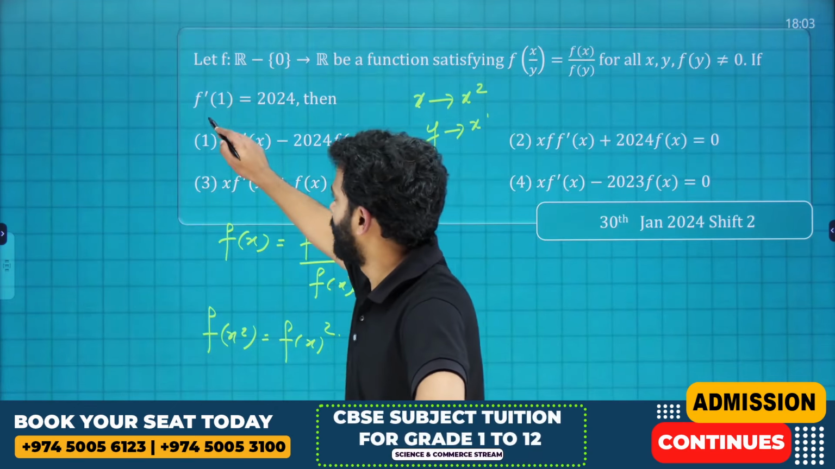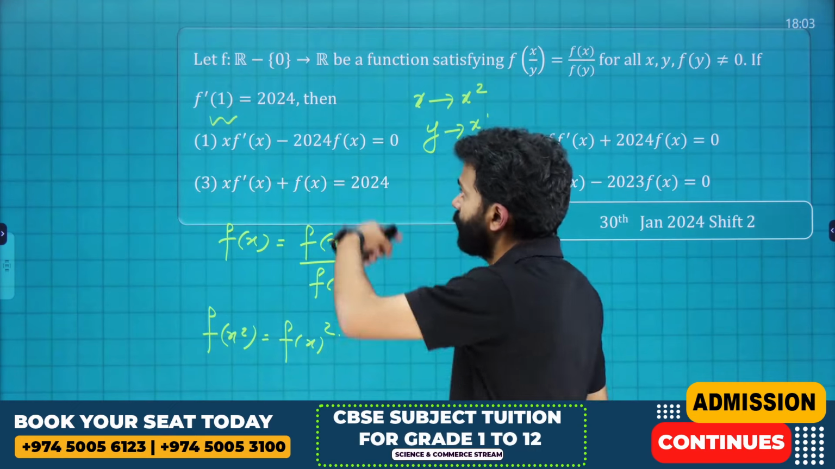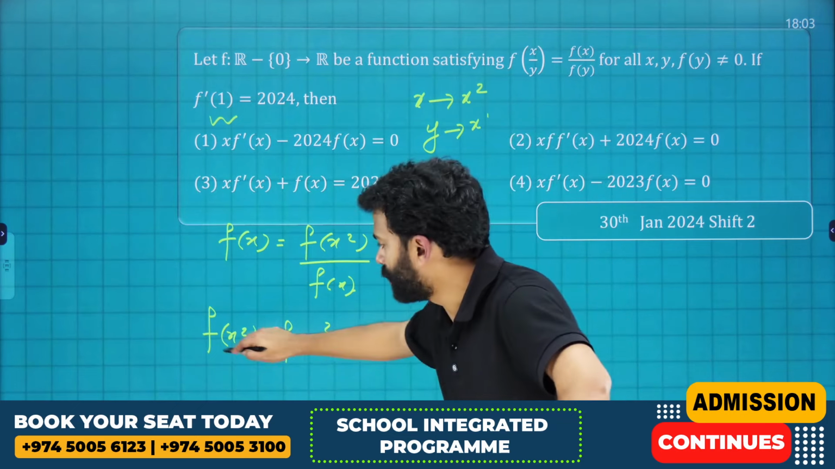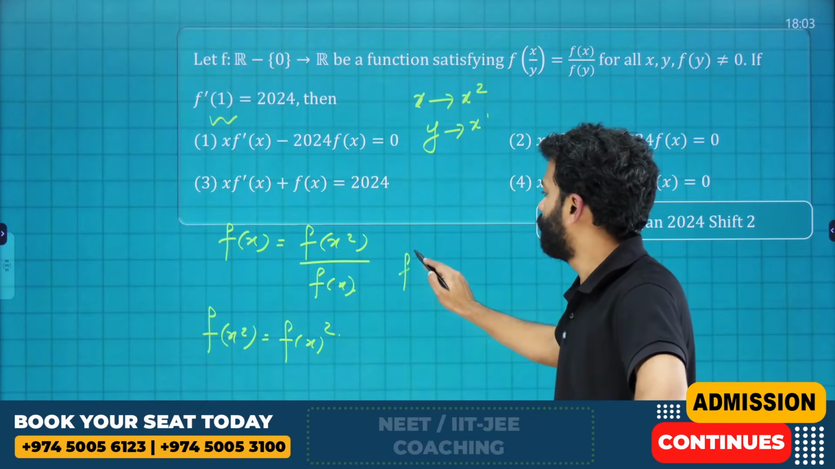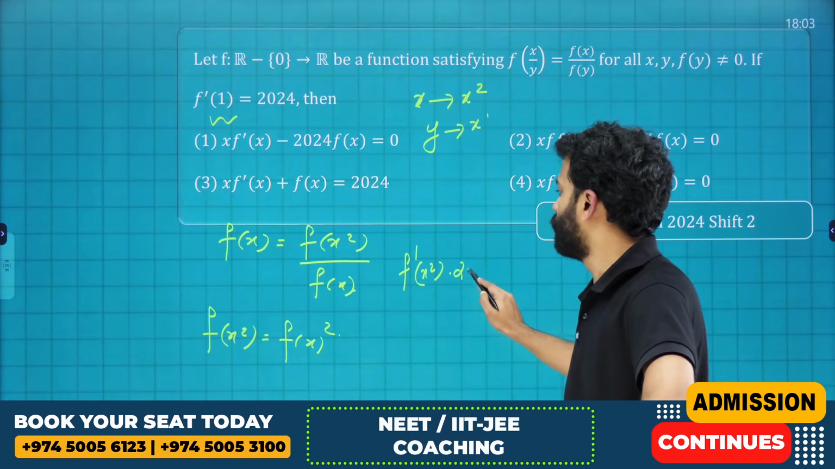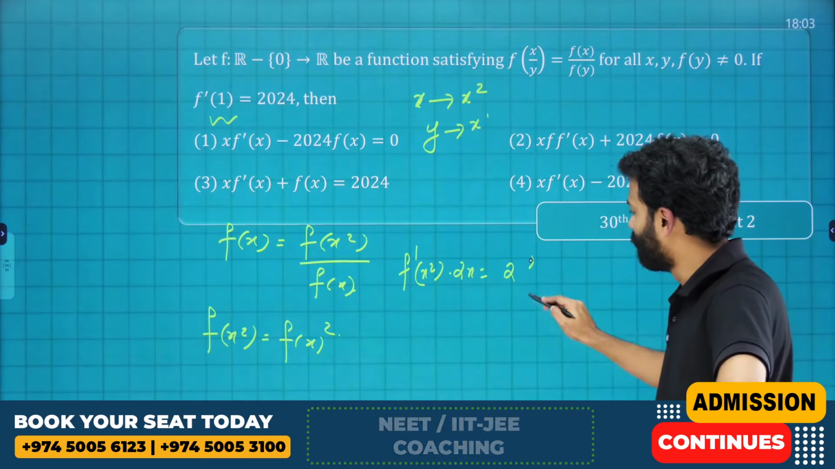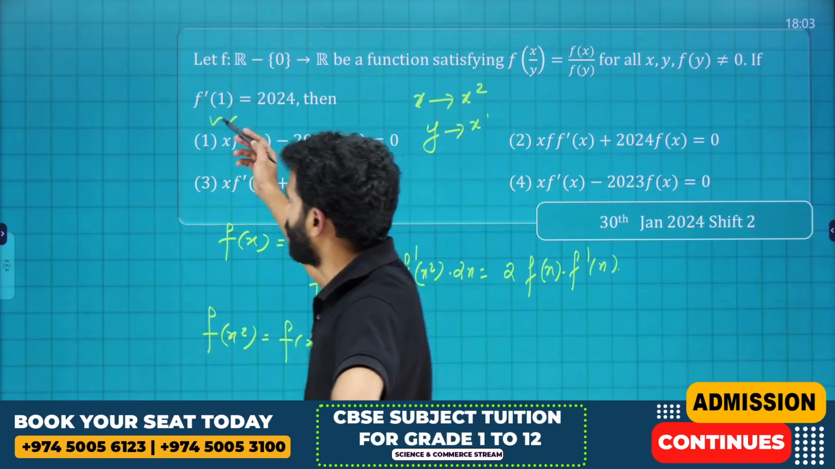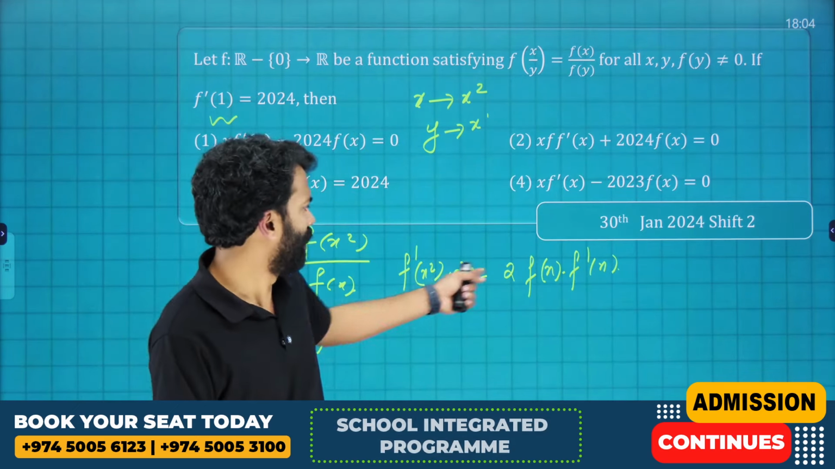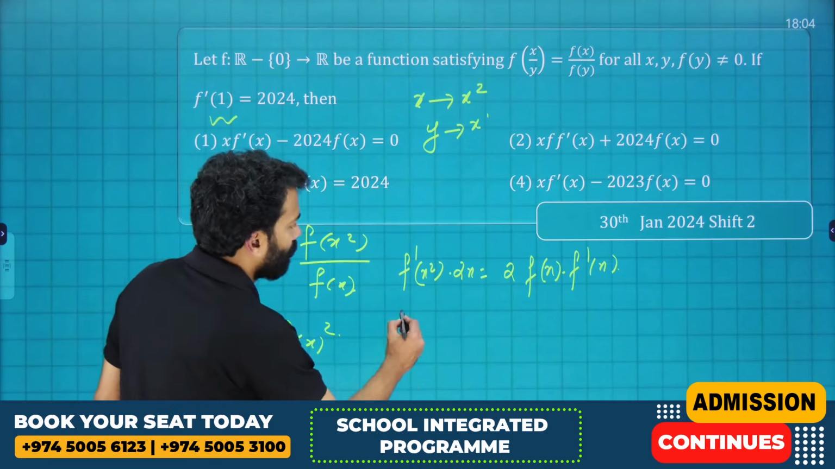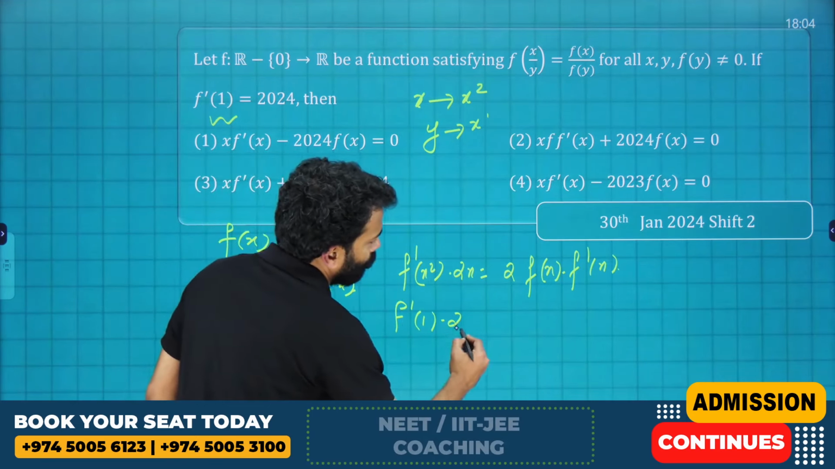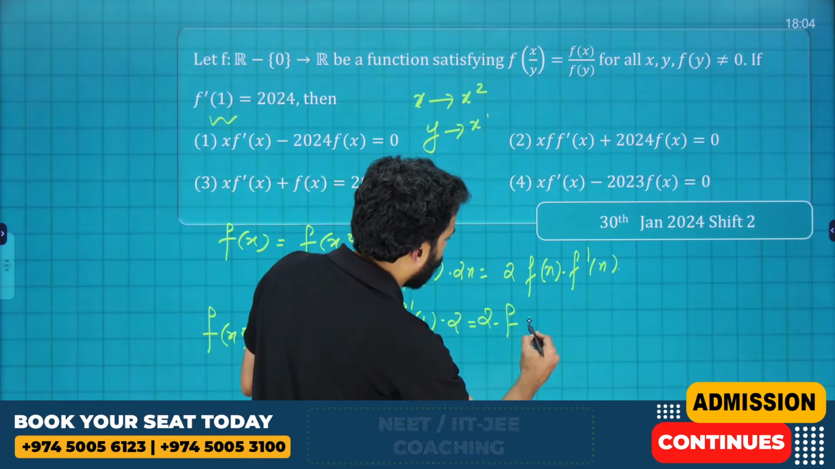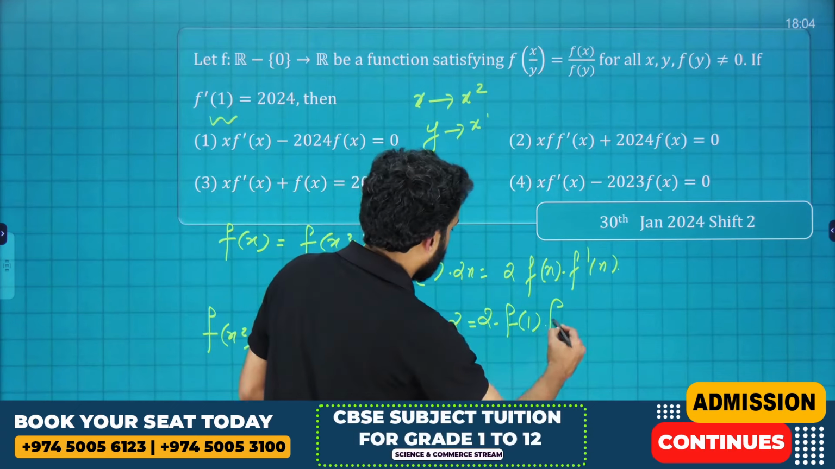Next, as they have given something in differentiated form, we can differentiate both sides. After differentiating both sides, what will you get? That is f dash of x square into 2x, which is equal to 2 into f of x into f dash of x. Hope you got the idea here. We know that f dash of 1 is equal to 2024. Therefore, apply x is equal to 1, and you will get f dash of 1 into 2, which is equal to 2 into f of 1 into f dash of 1.